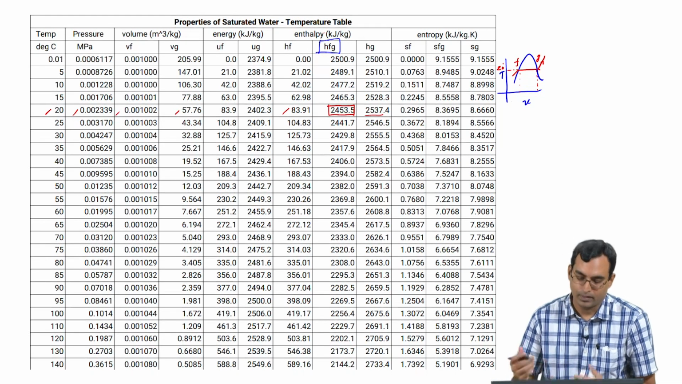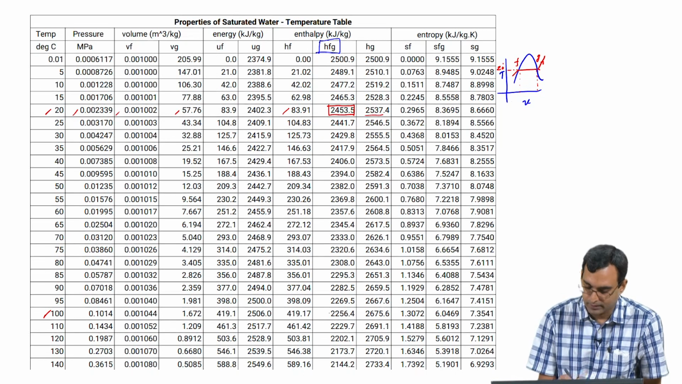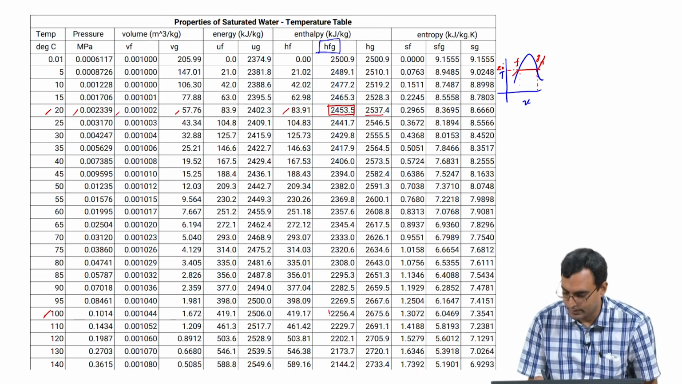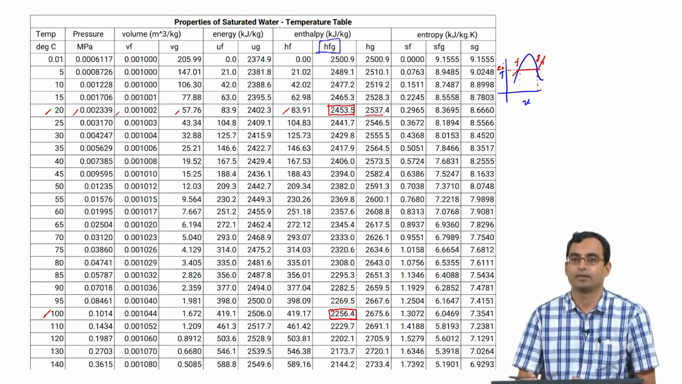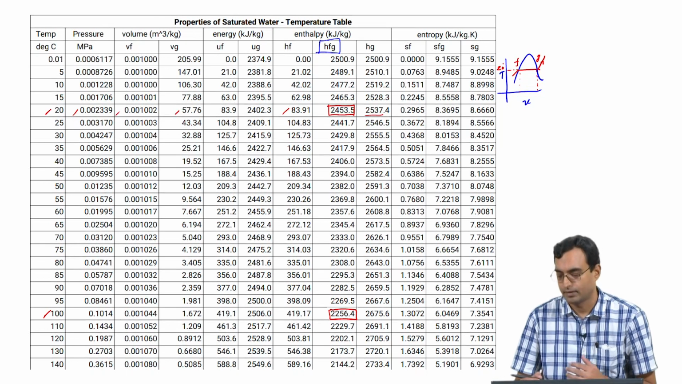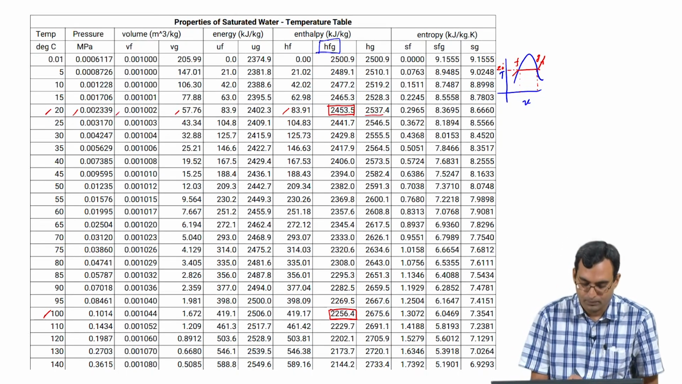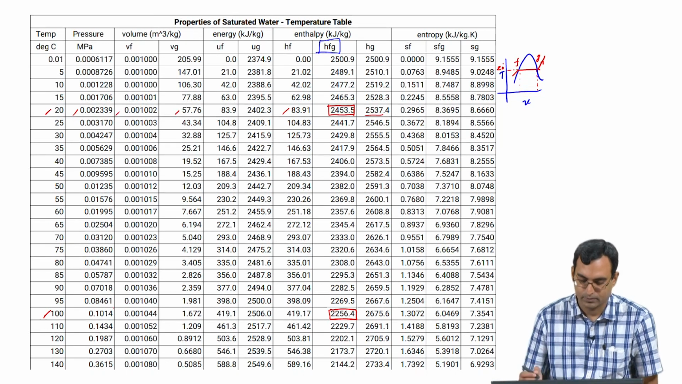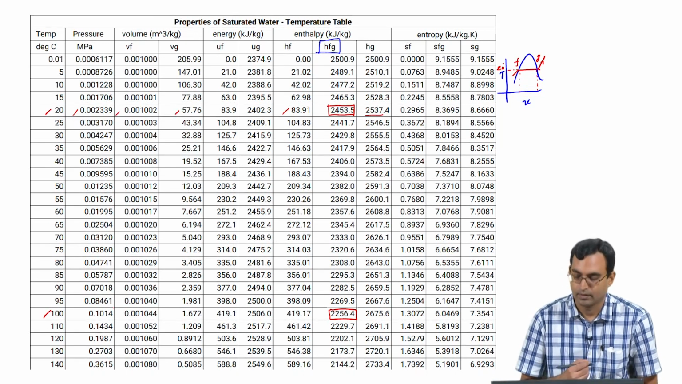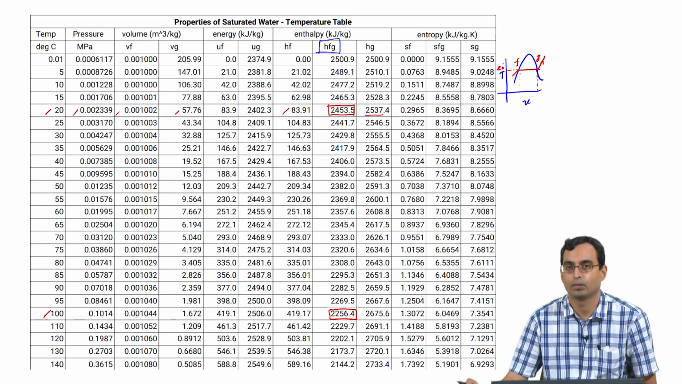Whereas, if I wanted to convert the same thing at 100 degrees centigrade, which is here, I would only need 2200 kilojoules to convert 1 kg of liquid water at 100 degrees centigrade into 1 kg of steam at 100 degrees centigrade at a pressure of 0.1014 megapascals, 1.014 bar.